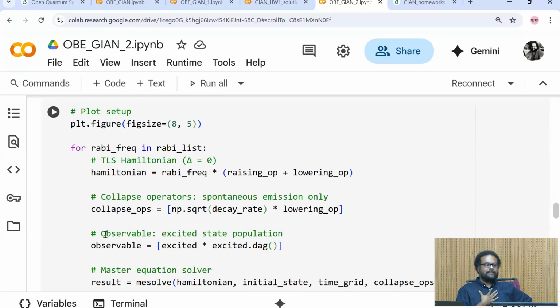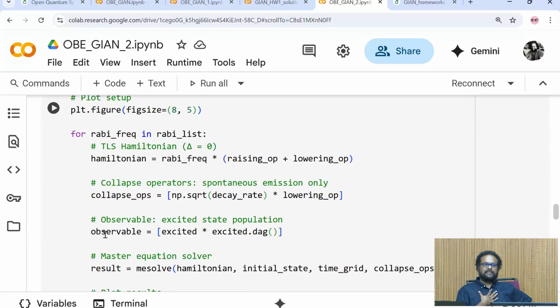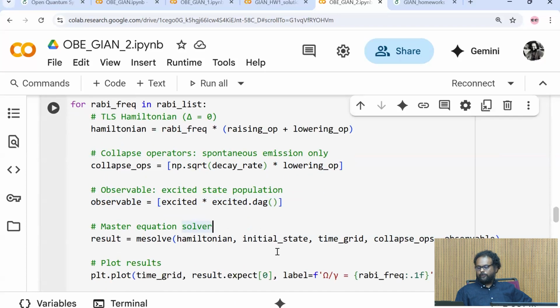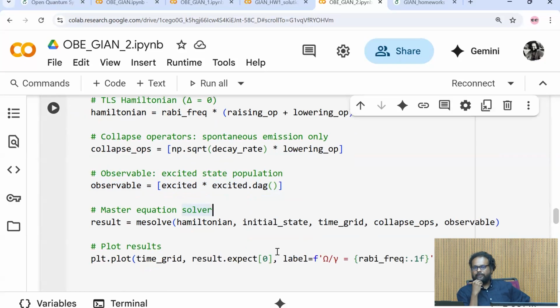What is the observable that I'm interested in? Excited state population. You agree? Good. Now the great thing about QuTiP is that, with what I have written, all the equations and stuff like that, we don't need to care about it. We take this Hamiltonian, the initial state, the time grid, the collapse operators, and the observable, put it all into this magic Lindblad master equation solver, and you'll get the result.